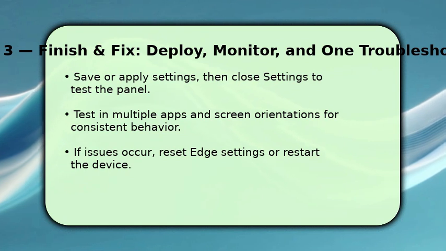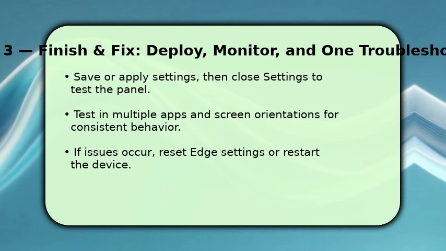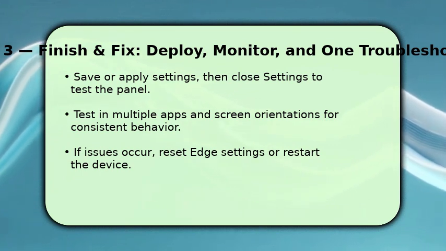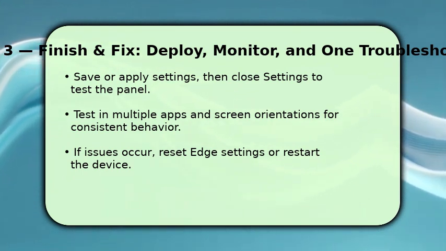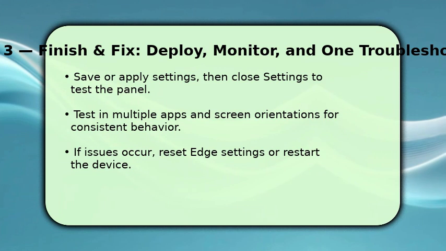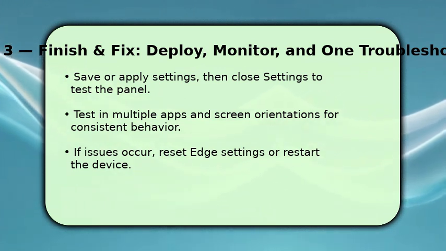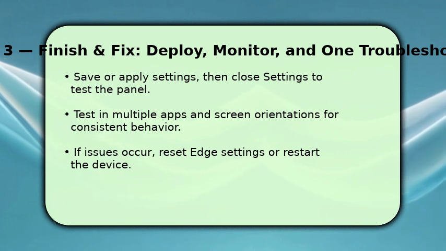Close settings and test the Edge panel from the right side in several apps and with screen rotation, since some apps can block overlays. If the handle doesn't appear, make sure Edge panels are still enabled. Then try resetting Edge settings or rebooting the device to clear temporary conflicts. If problems persist, disable conflicting gestures or update the system, which often resolve.